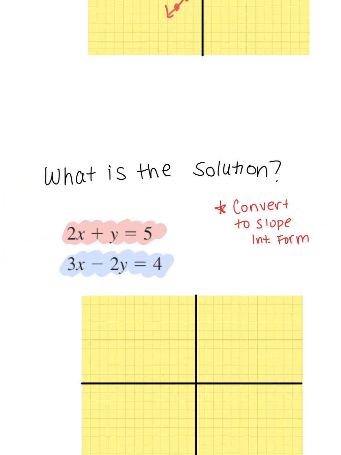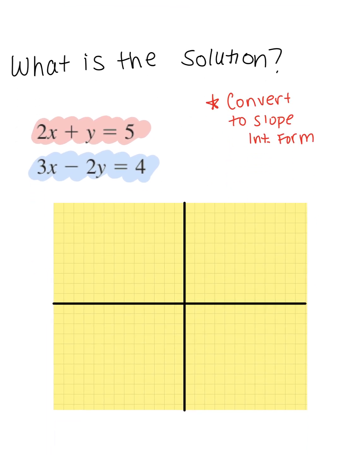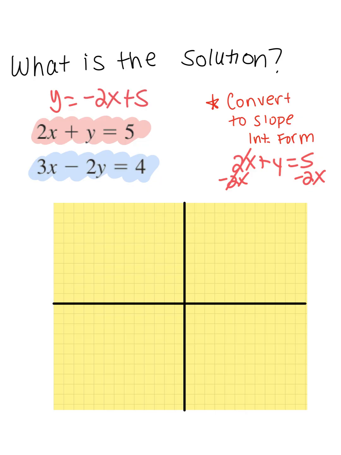Now, this one's a little different because you could see neither one of these equations are in slope-intercept form. So when that happens, the first thing you have to do is convert them to slope-intercept form. On the red one, what should I do to this equation that says 2x plus y equals 5? Exactly. Subtract 2x on both sides. And I get y equals, I'll put the -2x first and then the plus 5. The y is by itself. There's nothing in front of it. So I do not have to divide.